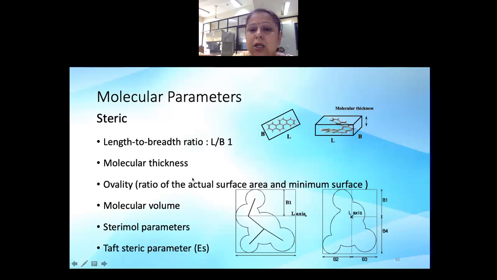Now steric parameters. If you put your molecule into a box, this will be its breadth and this would be its length, so you find the length to breadth ratio, L/B1. Then you find the molecular thickness, ovality, and molecular volume by putting the molecule in a box and finding its volume, along with Sterimol parameters and Taft steric parameters, which are needed to form a QSAR equation.